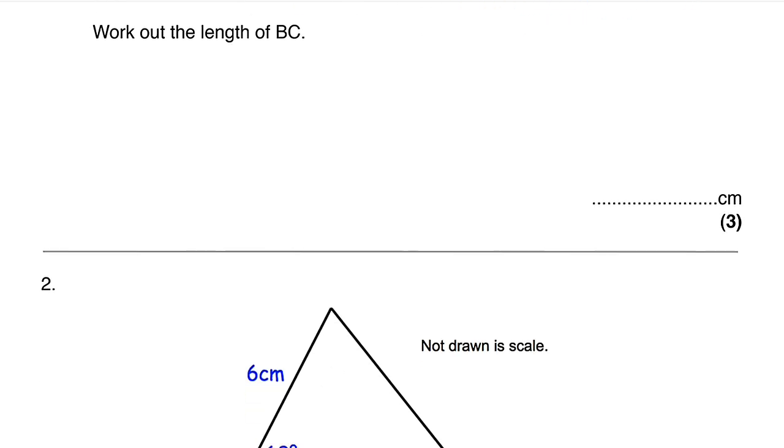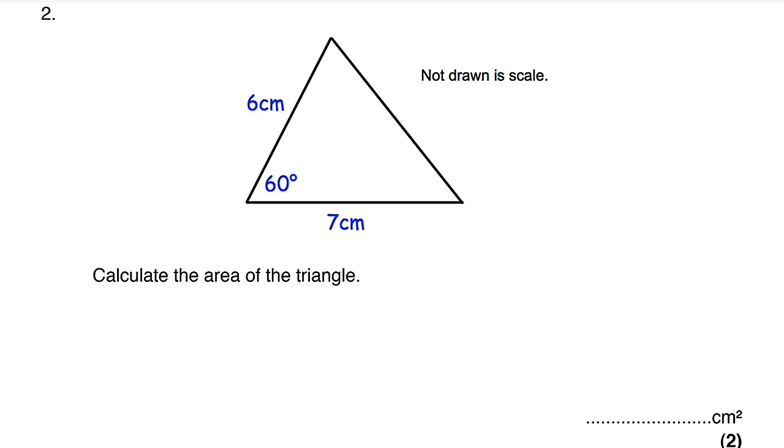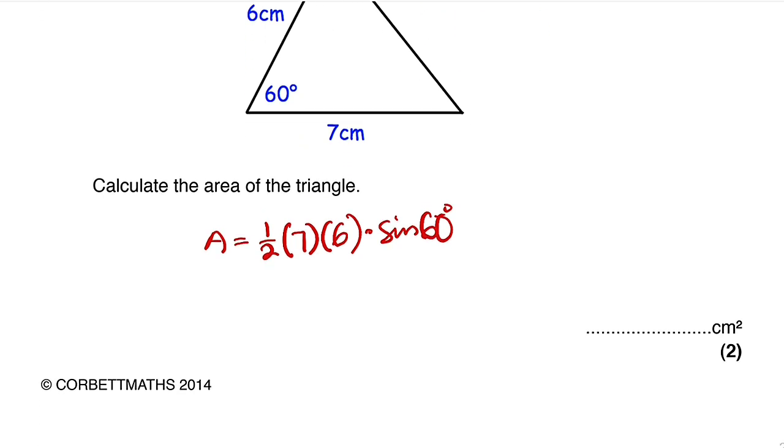Let us move on to question number 2. We have question number 2 here where we are asked to find the area of this triangle. Remember, if you are asked to find the area of a triangle where you have two sides and an included angle, you can always use sine rule. No, this is not sine rule, but you should apply the sine ratio. So the area is equal to 1 over 2 multiplied by the two sides, 7 and 6 together, then multiplied by sine of 60 degrees. So this is the same thing as multiplying 7 by 6 multiplied by sine of 60 degrees.